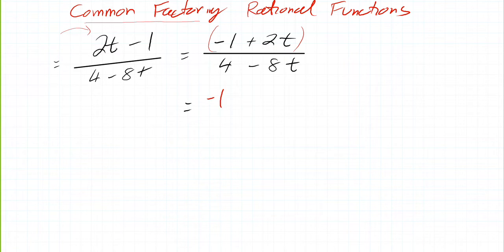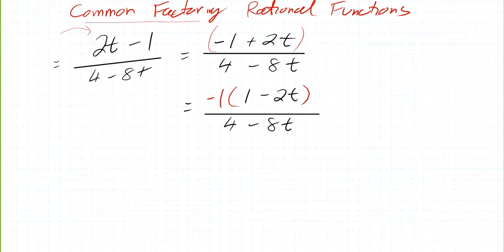So when I take -1 out of this bracket, I end up with positive minus 2t. So positive 1 minus 2t. I essentially took the negative out, okay? That's going to come in handy here in this question. It's something that's always forgotten that you can do, and it actually comes in really handy. So now we have 4 minus 8t. I need to find a common factor.